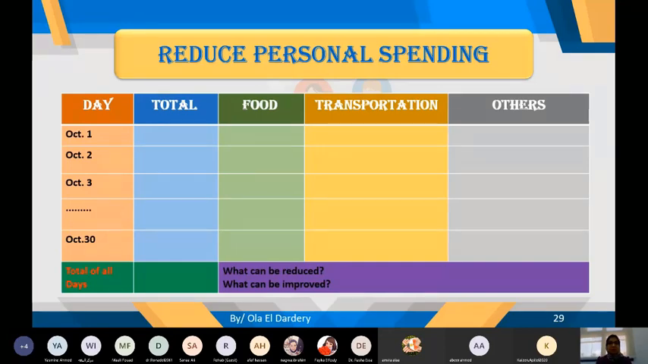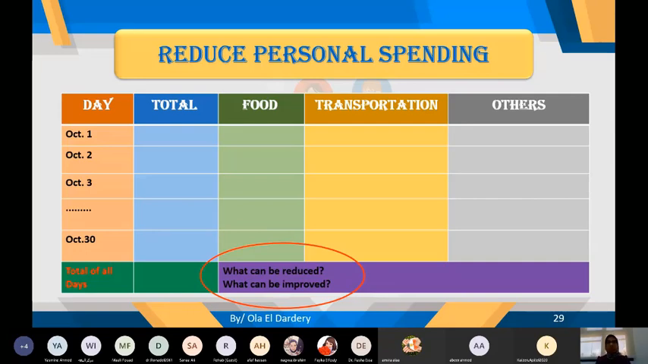I came up with a Kaizen plan: every month we divide what we have as spending into food, transportation, and other spending, like purchasing books or personal objects and so on. So we divide all those into days, then reach the total of every day, and then the total of the entire month.